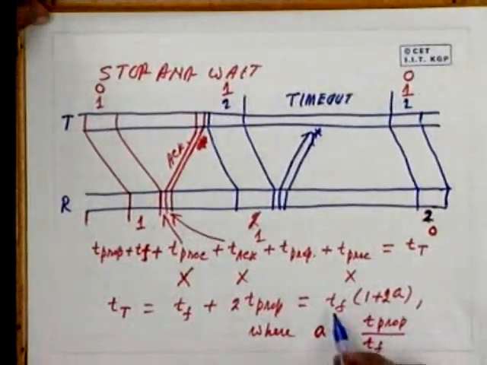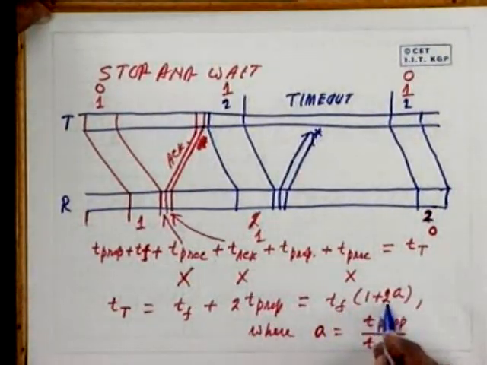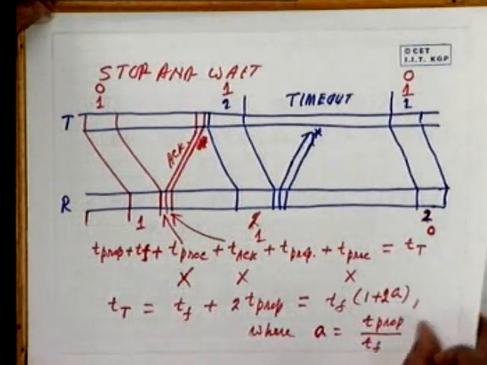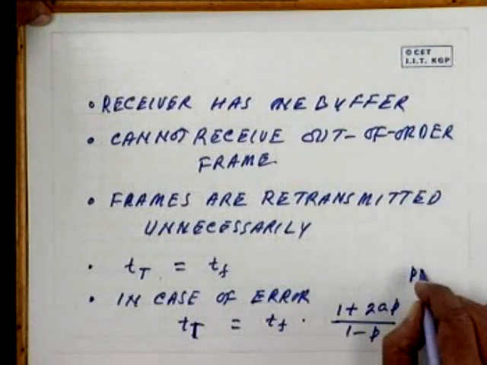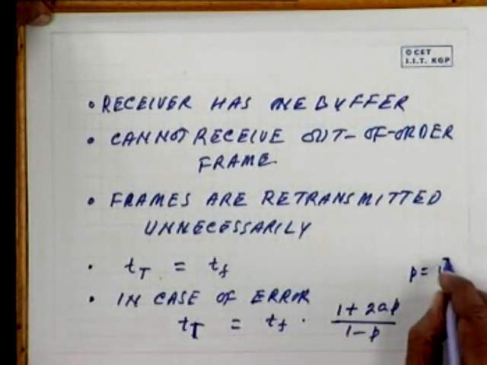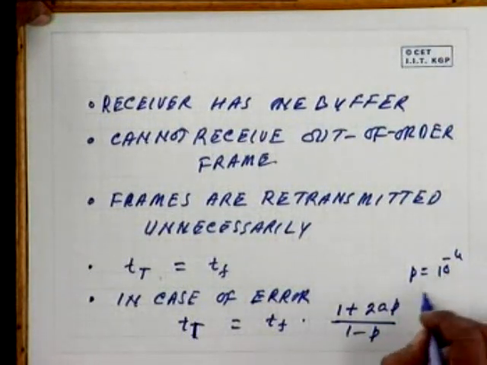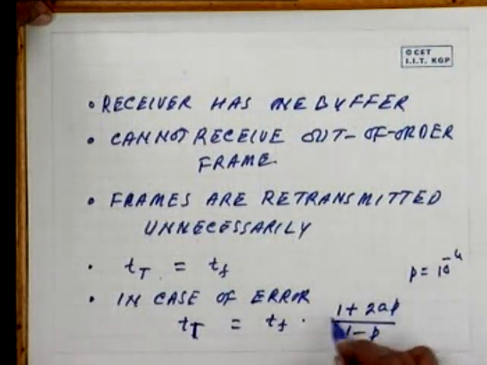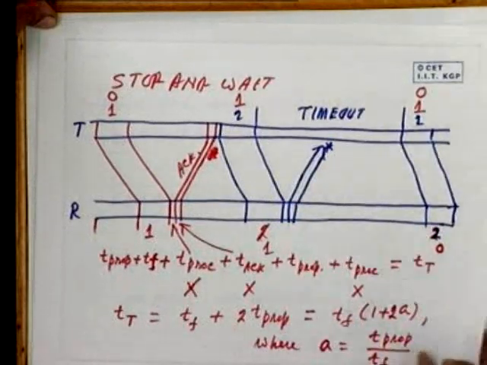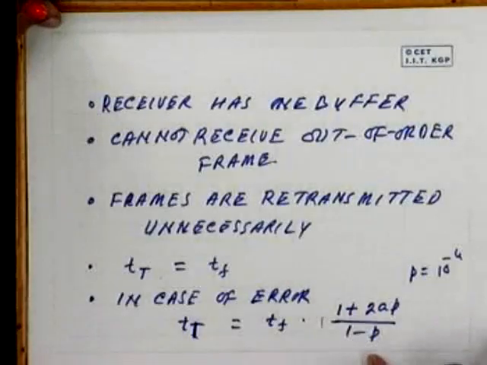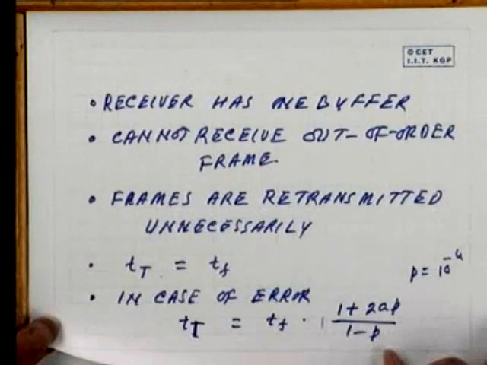In stop and wait ARQ, it was TF into 1 plus 2A. Here you are multiplying with the factor P, and as you know, the value of P is quite small, usually 10 to the power minus 4 or even less. So whenever you multiply by this factor, this particular part will be significantly smaller than the part which is 1 plus 2A. So even when there is error, a small number of errors, this is efficient.